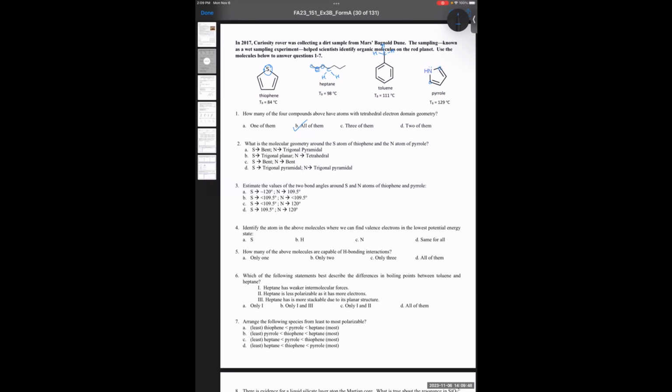Question 2. What is the molecular geometry around sulfur atom of thiophene and the nitrogen atom of pyrrole? Sulfur atom, they're talking about the molecular geometry now. So in sulfur, what we have is a tetrahedral electron domain geometry with the 2 bonding electron domains. Then the atoms are arranged in a bent geometry. So therefore we have a bent geometry around over here with an angle less than 109.5. Therefore, it should be bent. Therefore, it cannot be option B or D, because we know around sulfur it is bent.